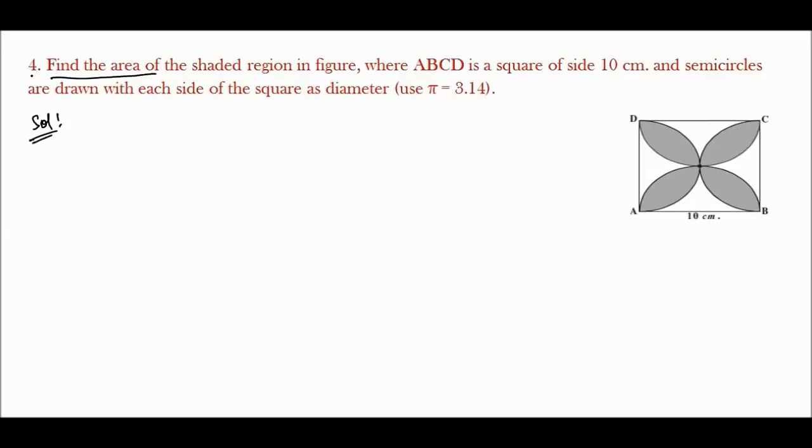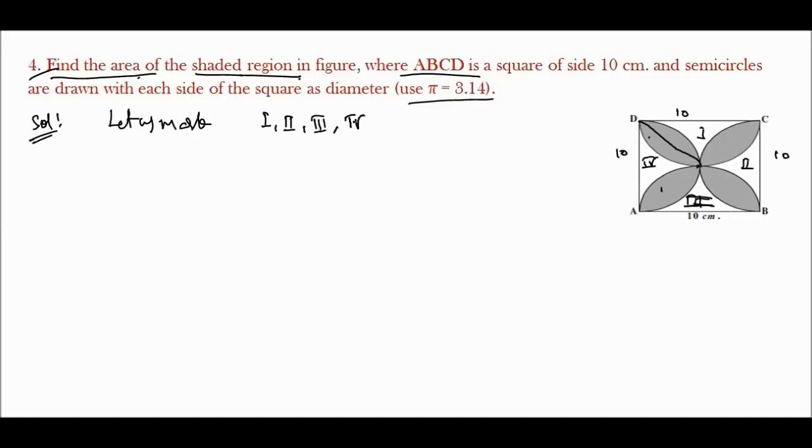Next question: find the area of the shaded region in the figure. ABCD is a square, so all sides are 10 centimeters. The semicircles are drawn on each side of the square as diameter, like this. Use pi as 3.14. Solution: let us mark the shaded regions as 1, 2, 3 and 4.